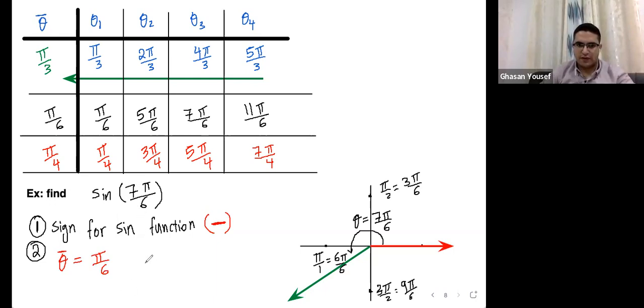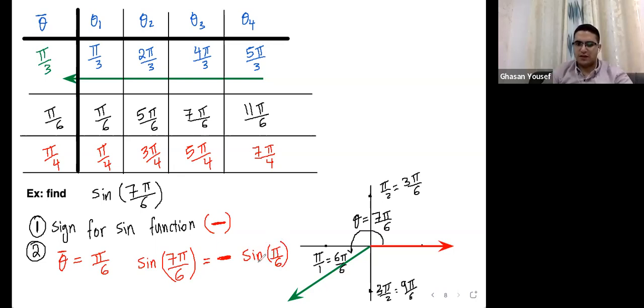So you're going to write sine of 7 pi over 6 equals minus, the minus I get from the first step. You see the sign here, negative. And then you have to write sine of the reference angle, pi over 6.